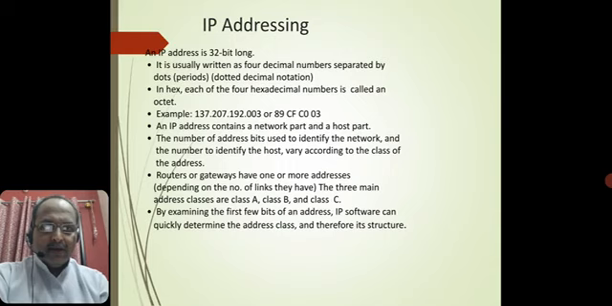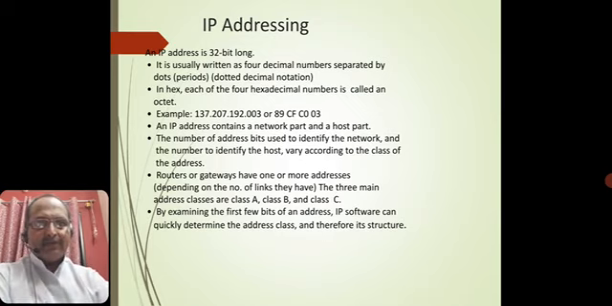Okay. What is IP addressing? An IP address is 32 bits long. It is usually written as 4 decimal numbers separated by dots. So the dot is a decimal notation. Here the dot is used to separate or segregate, sometimes called a logical partition of each individual physical computing system.